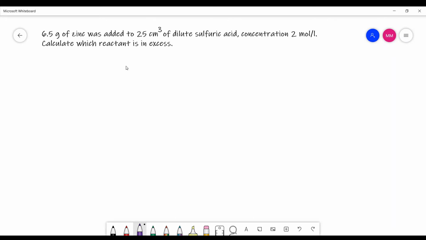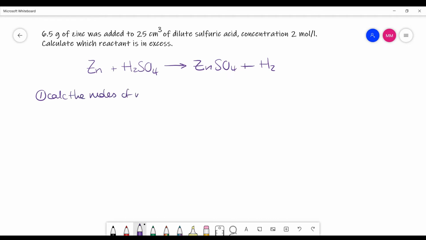In this example, we have 6.5 grams of zinc added to 25 centimetres cubed of dilute sulfuric acid, concentration 2 moles per litre. The first thing that we have to do is write out our balanced equation. So we have zinc plus sulfuric acid, and that would produce zinc sulfate and hydrogen. Now, to start calculating out these excess questions, the first thing you have to do is calculate the number of moles of both of your reactants.